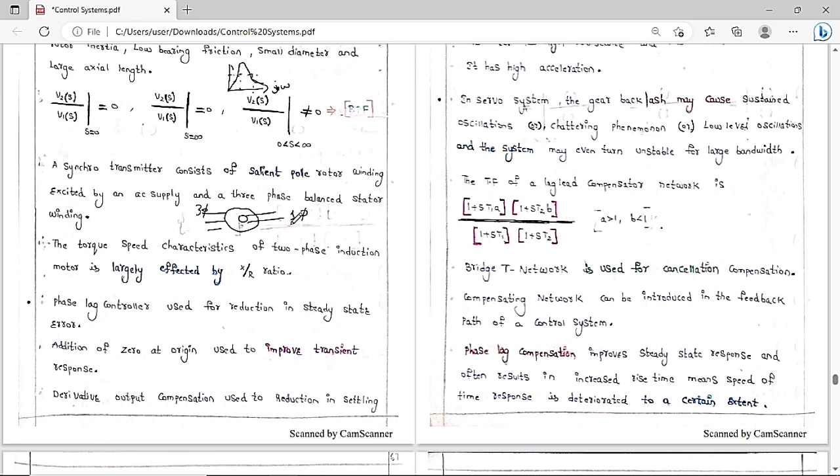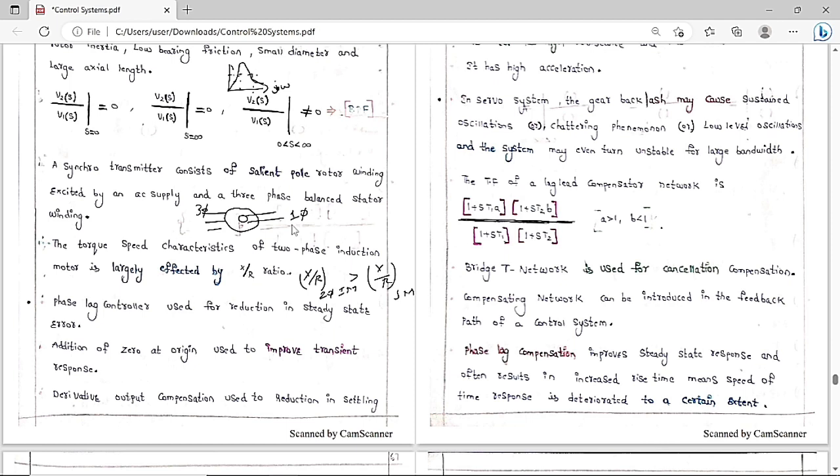The next is, the torque speed characteristics of a two-phase induction motor is largely affected by the X/R ratio. Yes, I already told you. And I have already told you, the X/R ratio of the two-phase induction motor is always greater than the X/R ratio of the servo motor. I have told you this so many times. So the torque speed characteristics of the two-phase induction motor are largely affected by the X/R ratio.